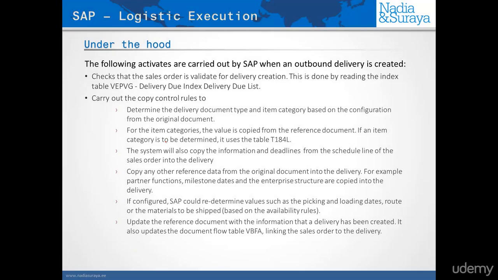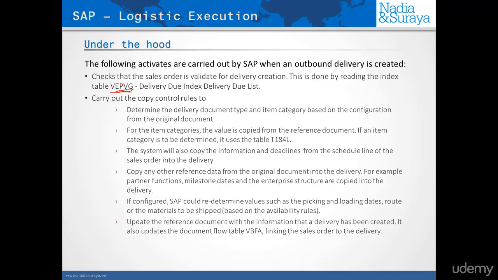So now let's have a look at what happens technically when you create an outbound delivery, either in the delivery due list or via VL01. The first thing that the system does is check the index table, VEPVG. When it runs the delivery due list, it actually reads that table and presents it to you.